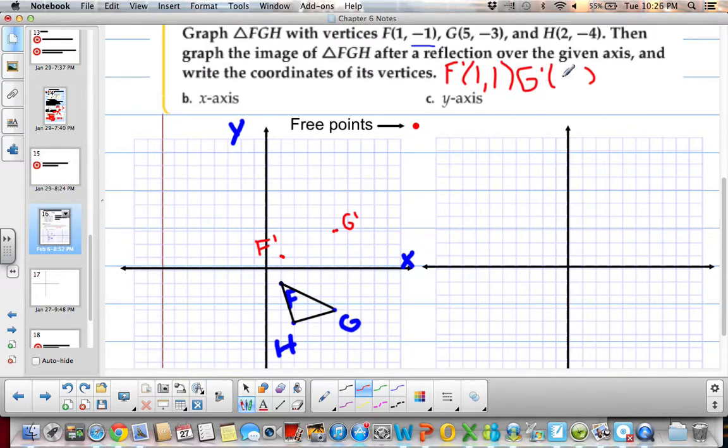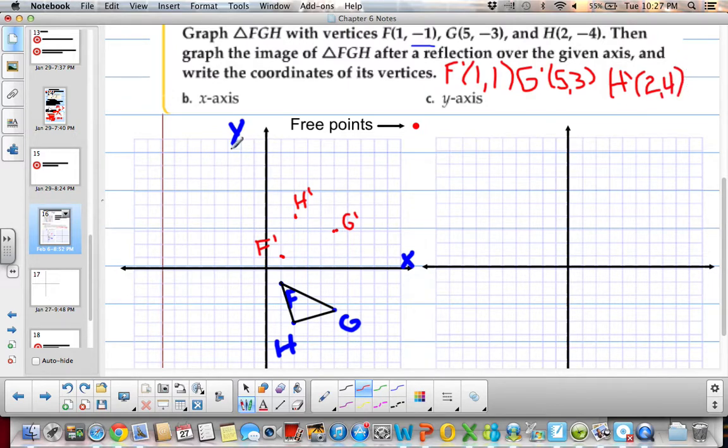So then G prime, we stayed at 5. And then we're going up 3. And then our H prime, we went over 2. So 1, 2, and then remember we went down 4. So instead of going down 4 for H prime now, we're going to go up 1, 2, 3, 4. So here is H prime. Okay, so then it's 2, 4.